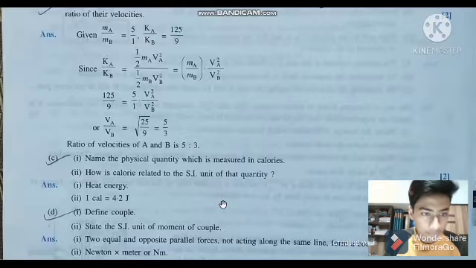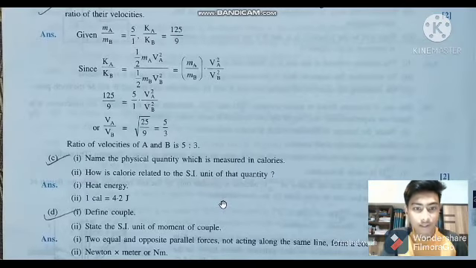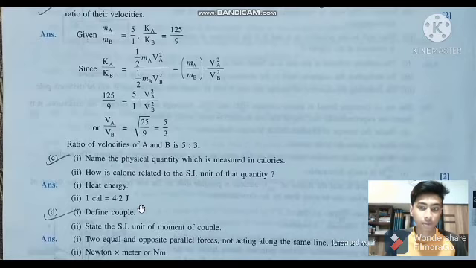See, the question is given: name the physical quantity which is measured in calorie. Obviously heat energy. The second question states, how is the calorie related to the SI unit of the quantity? We know that the SI unit of heat, or any form of energy, is joule. And we have a definite relationship between joule and calorie, which is 1 calorie equals 4.2 joule.